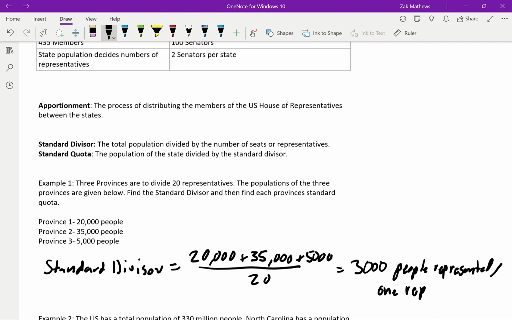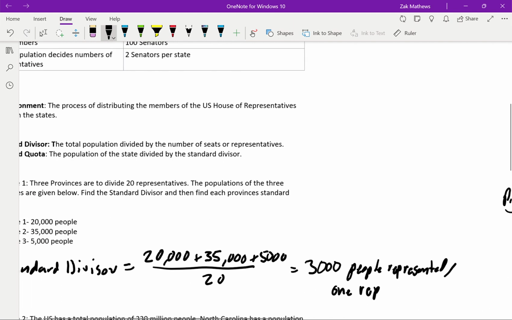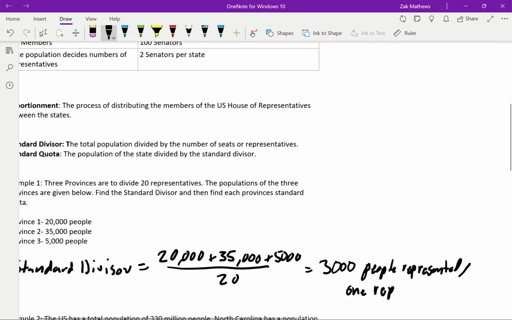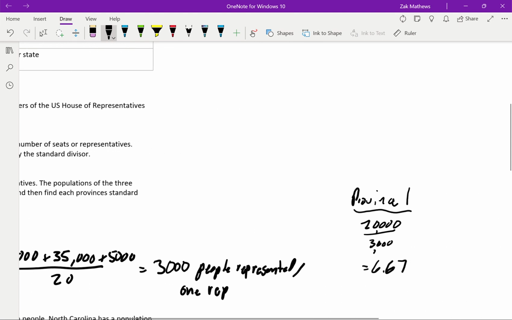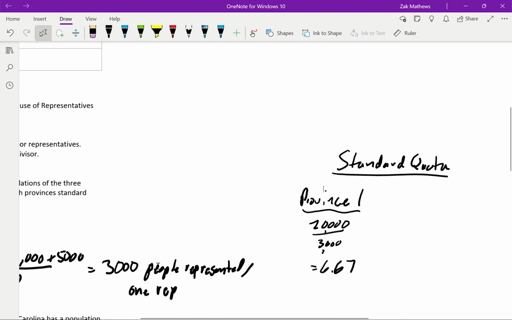Now we want to figure out how many representatives each province gets. So we're going to take province 1. And they had, remember, 20,000 people. I'm going to divide it by the 3,000 people per representative. So if we take 20,000 divided by 3,000, we get 6.67. This would be province 1's standard quota. Province 1, and these are the standard quotas. Now you might be looking at that saying, well, 6.67, what does that mean? How many representatives are they going to get? Well, we're going to talk about that in a second. Let's do them all first.